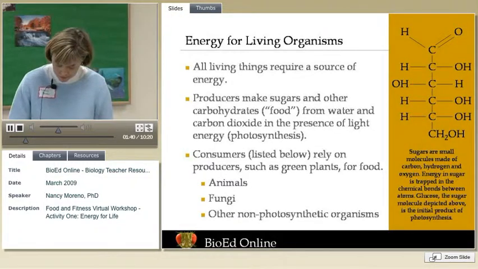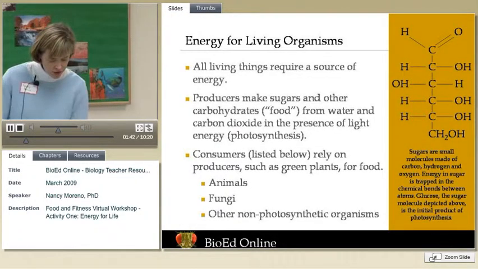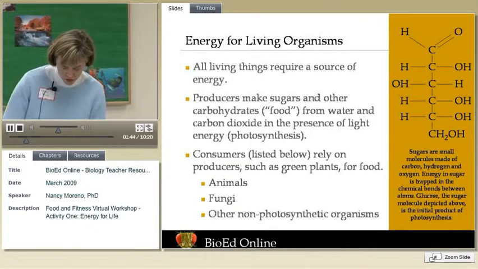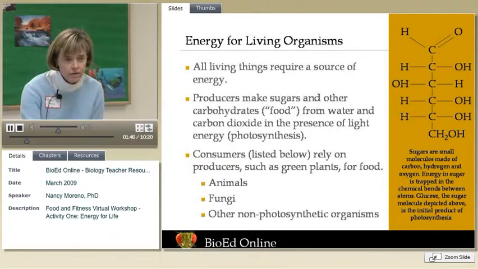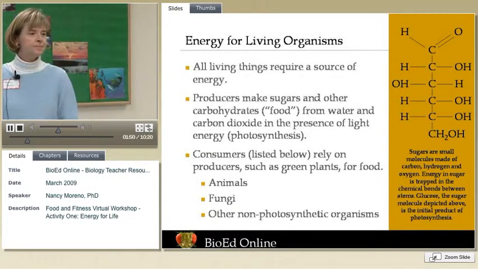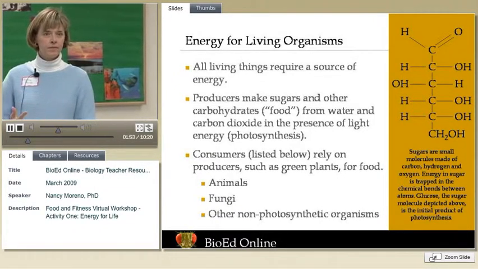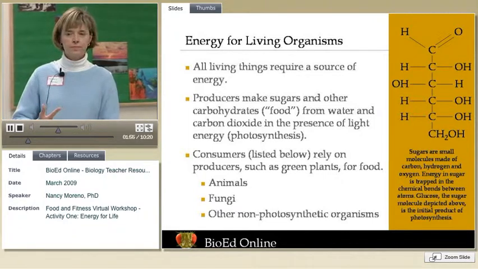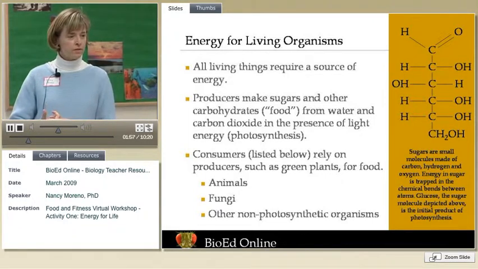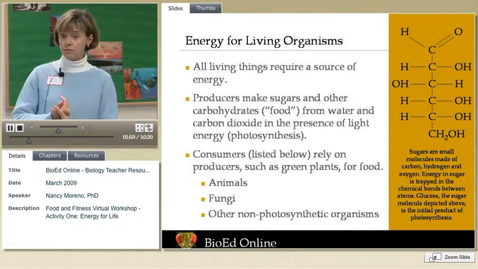So we're going to start. Let's just think about living things and energy for a moment. What do all living things need? What would your students say all living things need? Water? Air? Food? Shelter? Sunlight if we're certain kinds of organisms, right?